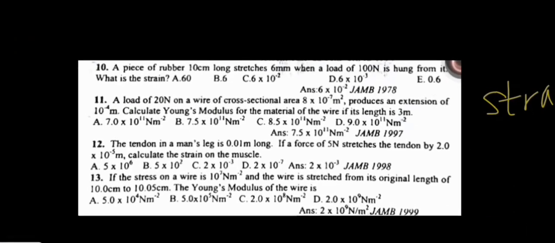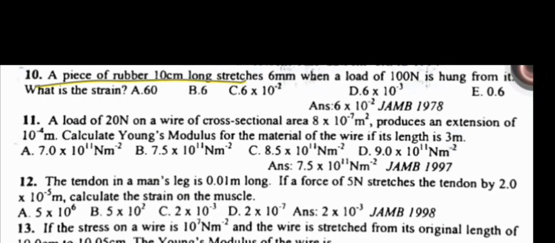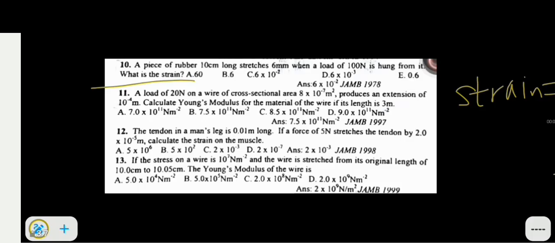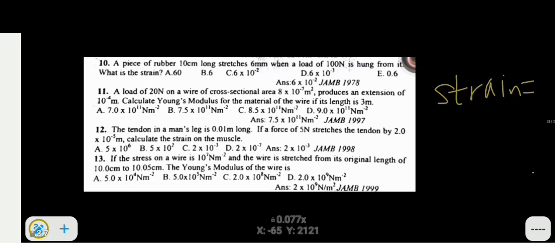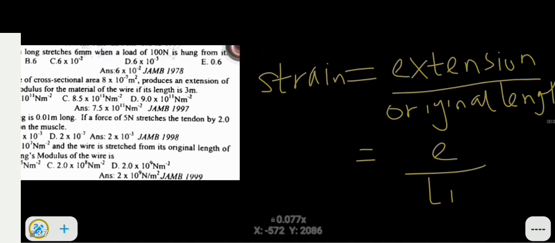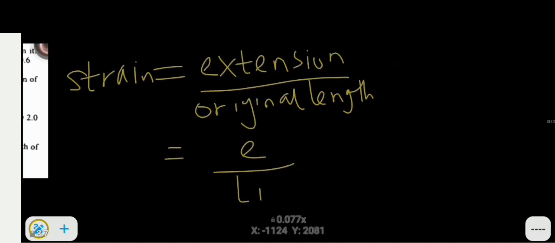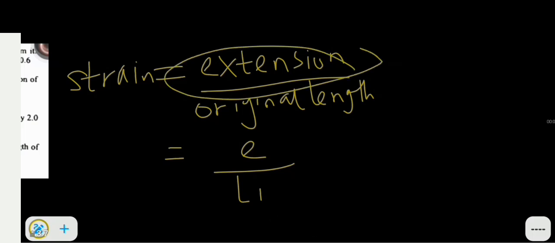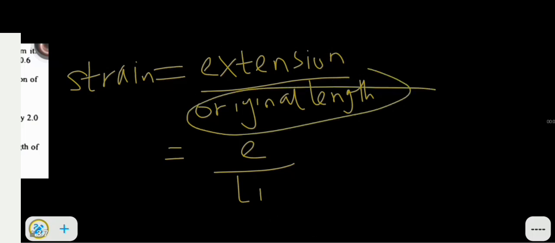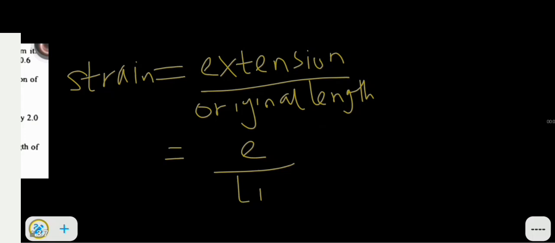So for number 10, we are told that a piece of rubber 10 cm long stretches 6 mm when a load of 100 Newton is hung from it. What is the strain? So you need to know the meaning of strain first. Strain has to do with the extension divided by the original length. So the formula for strain is extension divided by the original length. So look for the extension first, then divide it by the original length.